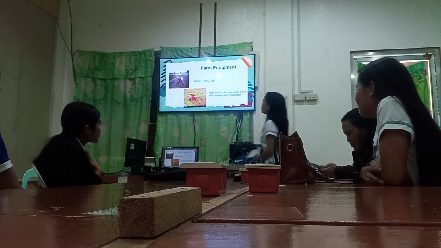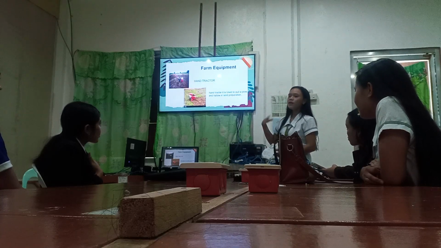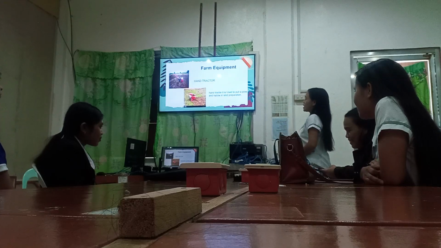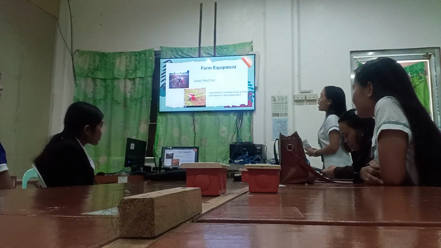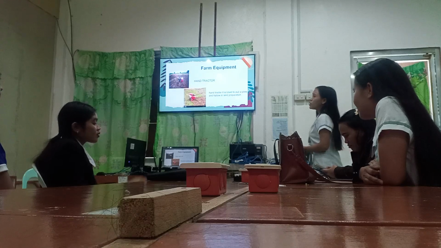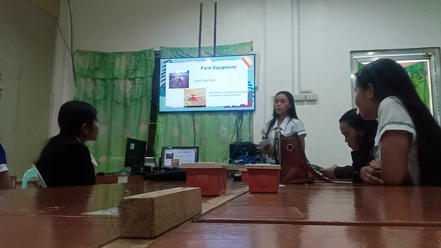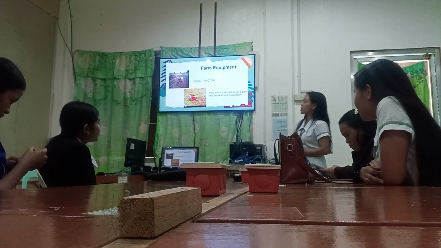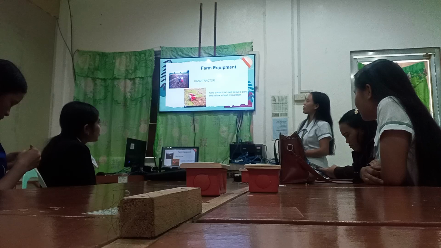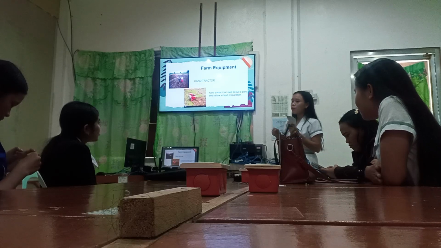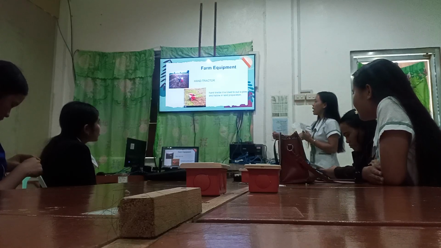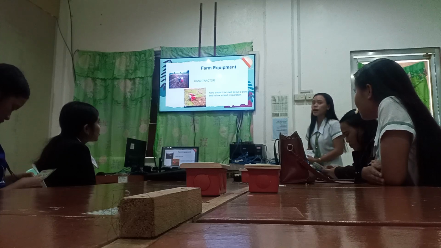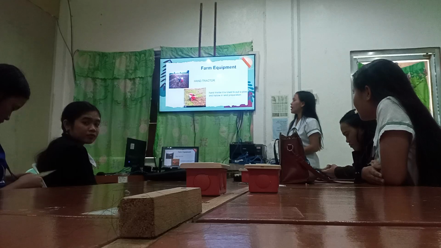Okay, the first one we have is the hand tractor. So, are you familiar with this? Okay, hand tractor, it is used to pull a plow and hollow in land preparation. I know we are not familiar with this because it looks like something from the farmers around us, but the hand tractor is made of metal, and it is used to pull the plow and hollow in land preparation, and also for tilling the soil and pulverizing the soil.